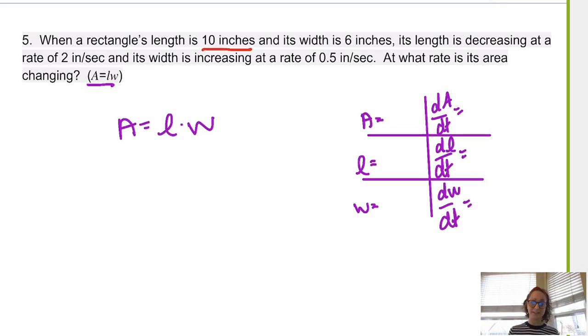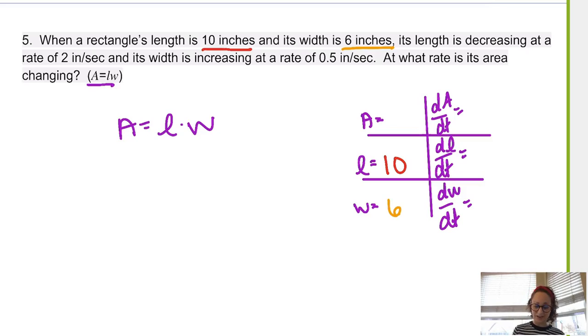Now is this going to go in the left-hand column or the right-hand column? This is going to go in the left-hand column. Where do you want to put this? We'll put it with L. The length is 10. The next number I see is 6. Where should we put this? The width is 6, so I'm going to put that with W.